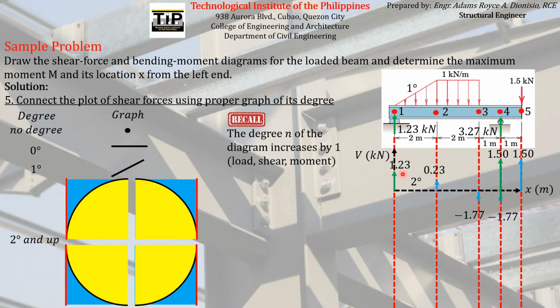So if we want to connect this point to this point, which is a second degree curve, which of these four graphs will we use? We are connecting a higher point to a lower point. So the graphs that connect a higher point to a lower point are this one and this one. Now the question is which of these two are we going to use to connect these 2 points, the point corresponding to point 1 and point 2 on the shear force diagram?